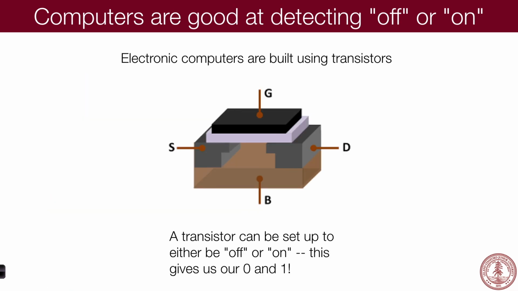Electronic computers are built using transistors, and somebody was talking about the tie-in between EE classes and CS classes. This is where it starts to get tied in. If you love this stuff, go become a computer engineer. You're going to do this all day. But transistors have a mode where you can say it's either off or on.